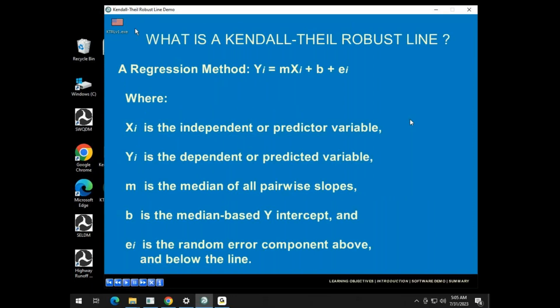The Kendall-Theil Robust Line is a linear regression model based on nonparametric statistics. The resultant equation of the line follows a standard format of the predicted variable, yi, being equal to the slope, denoted as m, times the predictor variable, xi, plus the intercept, denoted as b, plus the random error or residual term, denoted as ei. For the Kendall-Theil Robust Line, the slope is calculated as the median of all pairwise slopes among the data points. The intercept is calculated so that the line passes through the median of x and y data, and the random error component is the scatter of points above and below the line.